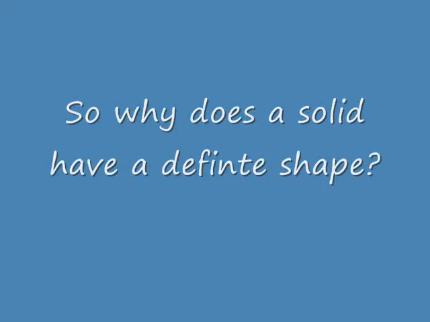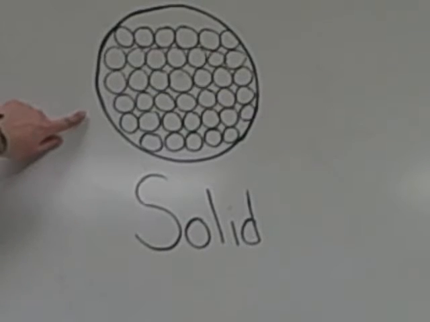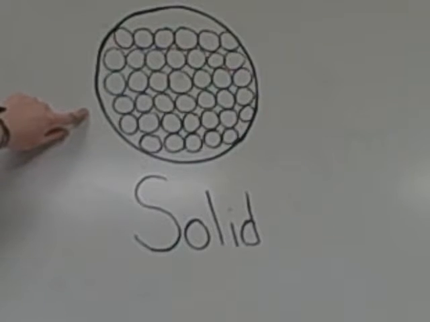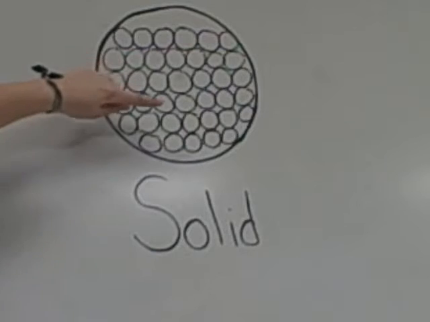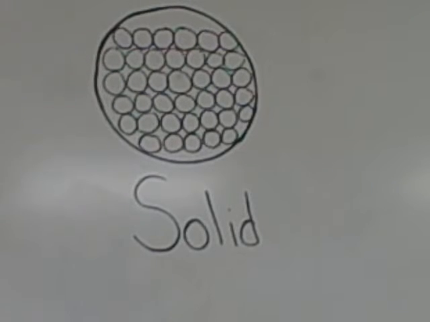So why does a solid have a definite shape? This is the inside of a solid molecule. As you can tell, the molecules are tightly packed in rows so that they're not able to move. This gives a solid its definite shape.